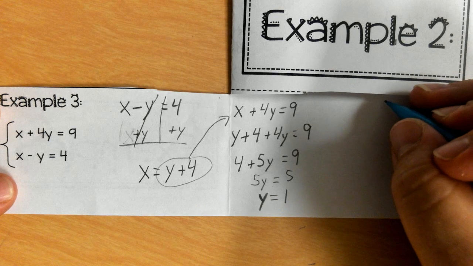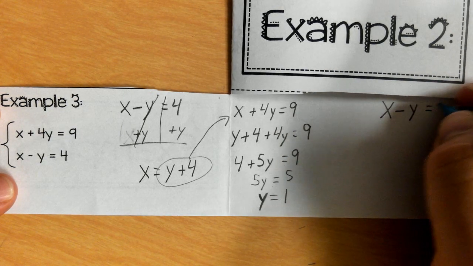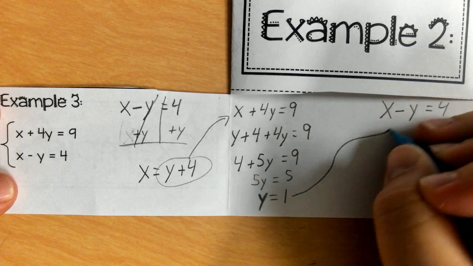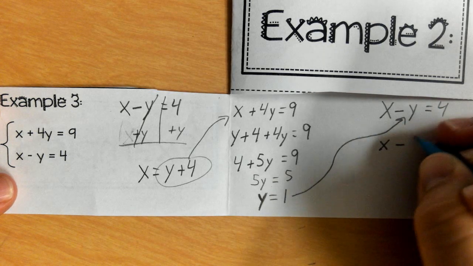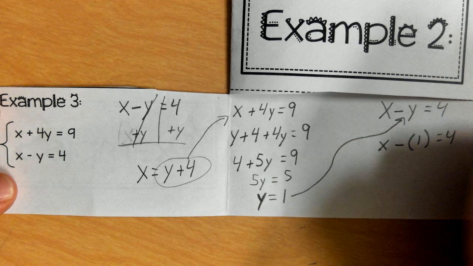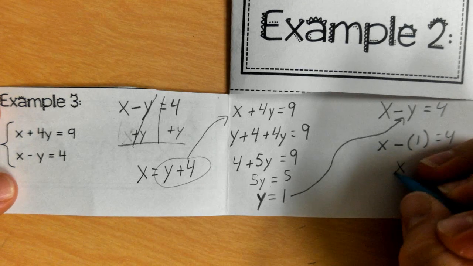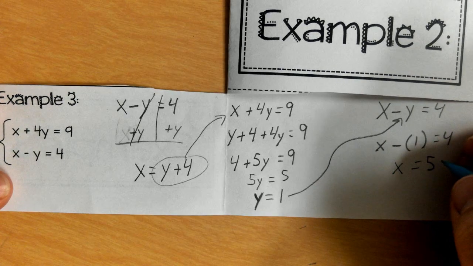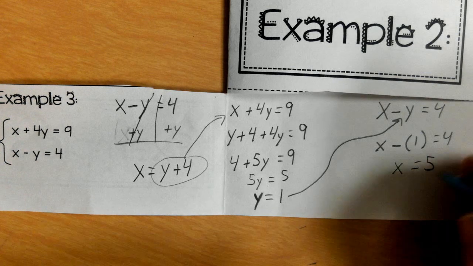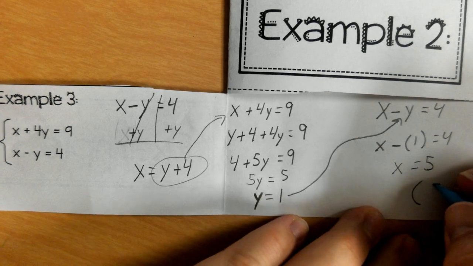Back to my original, x minus y equals 4. So x minus 1 equals 4. x equals 5. So I should get a solution of 5 and 1.